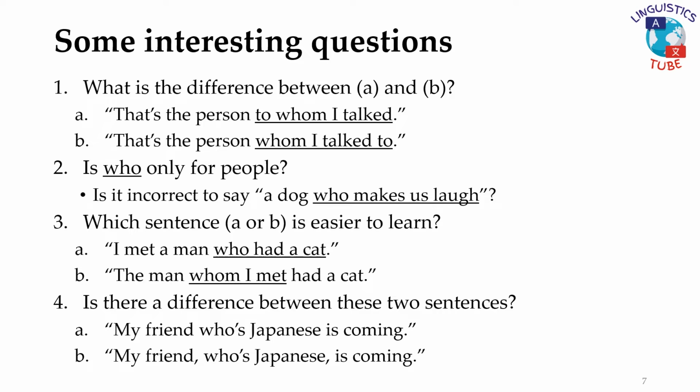Thirdly, which of these 2 sentences is easier to learn? I met a man who had a cat. The man whom I met had a cat. And finally, is there a difference between these 2 sentences? My friend who's Japanese is coming. My friend, who's Japanese, is coming.